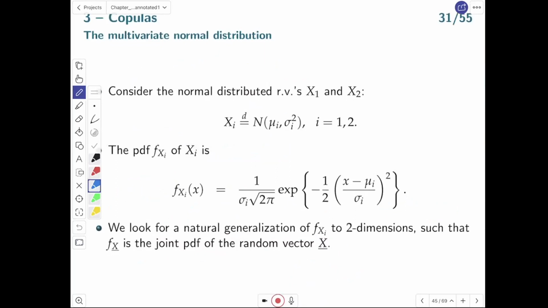Let's look at a special situation. We put some structure on the marginals. We assume that X1 and X2 have a normal distribution, and I hope that you know that the density function of a normal distribution is this expression here. We have a normal distribution with a certain mean mu_i and a certain volatility sigma_i. So I have two normal distributions, X1 and X2, and let's investigate what kind of dependencies we can put on X1, X2.